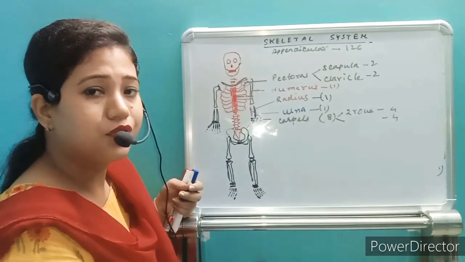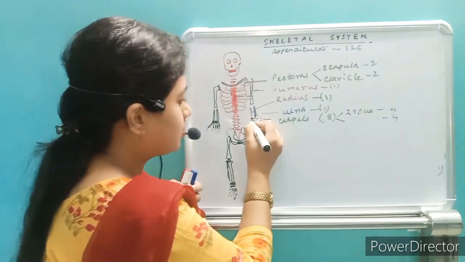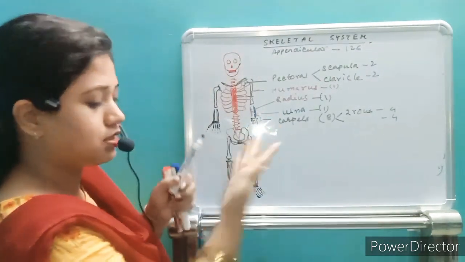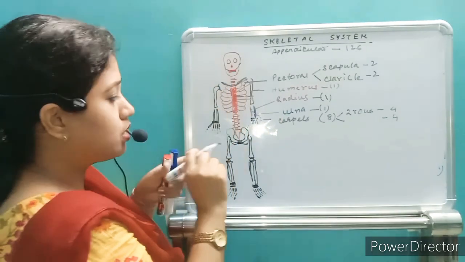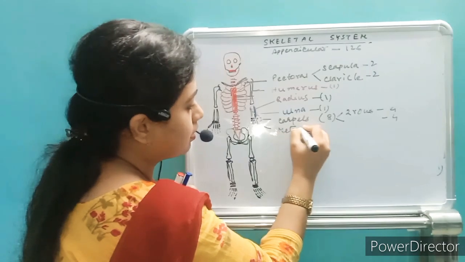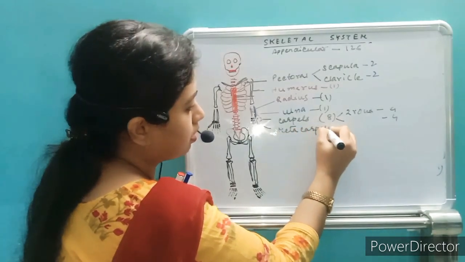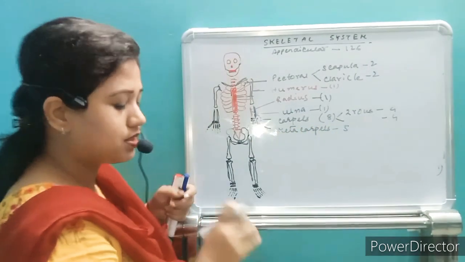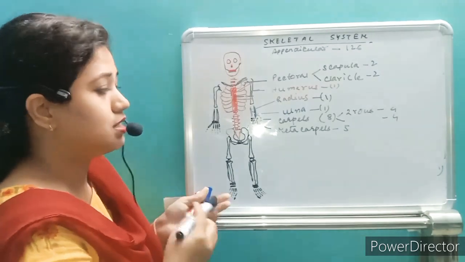So how many carpals do we have? 8 carpals. Then after that, see the palm region. In the palm region, how many bones do we have? These are called the metacarpals. So how many metacarpals do we have? 5 metacarpals.